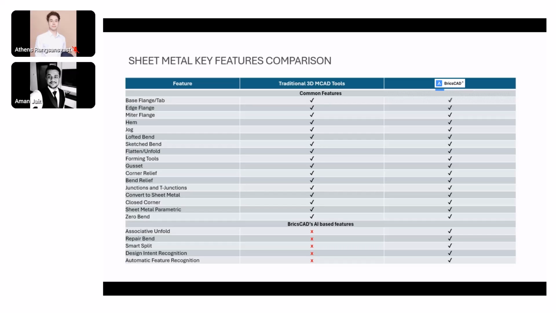So just to say, all these features that we see on the left-hand side are all available in the BricsCAD Mechanical solution. And then, of course, since BricsCAD is known for its AI-based features, we do have AI-based features in the sheet metal module of the mechanical software. There's associative unfolding, repair bends, smart split propagation, design intent recognition, and also automatic feature recognition, which are all available within BricsCAD. We'll have a look at some of these features in the demonstration that we'll be having after these slides.